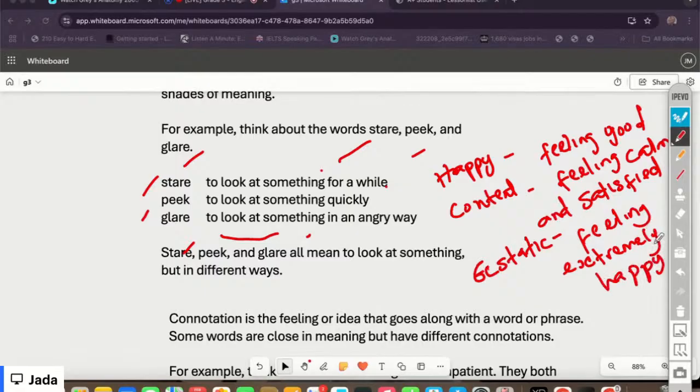All right. So you can see that these words all have one thing in common. It all has to do with how we are feeling. Happy is feeling good. Content is feeling calm and satisfied. Ecstatic is feeling extremely happy. So they have a positive feeling, and it just shows different levels of happiness. So it all shows our feelings, but in a different way.